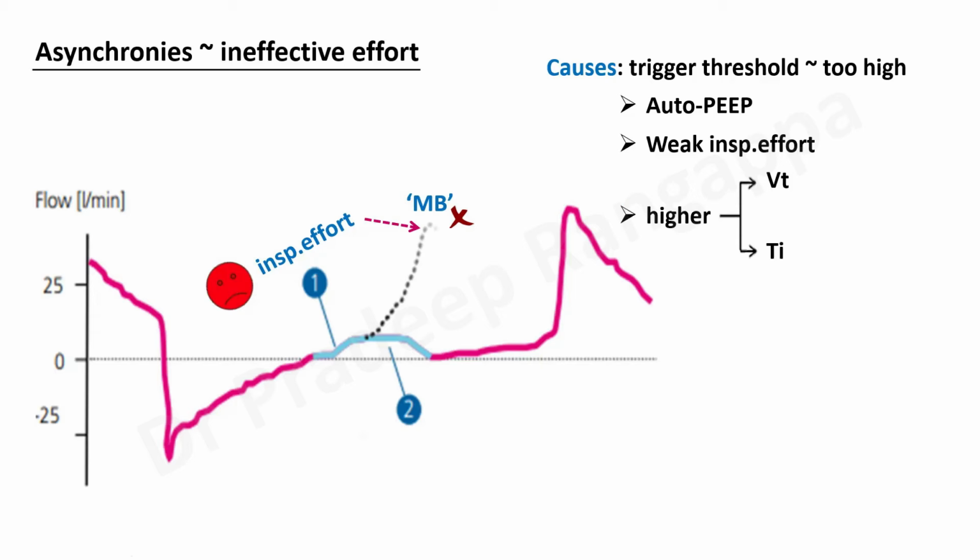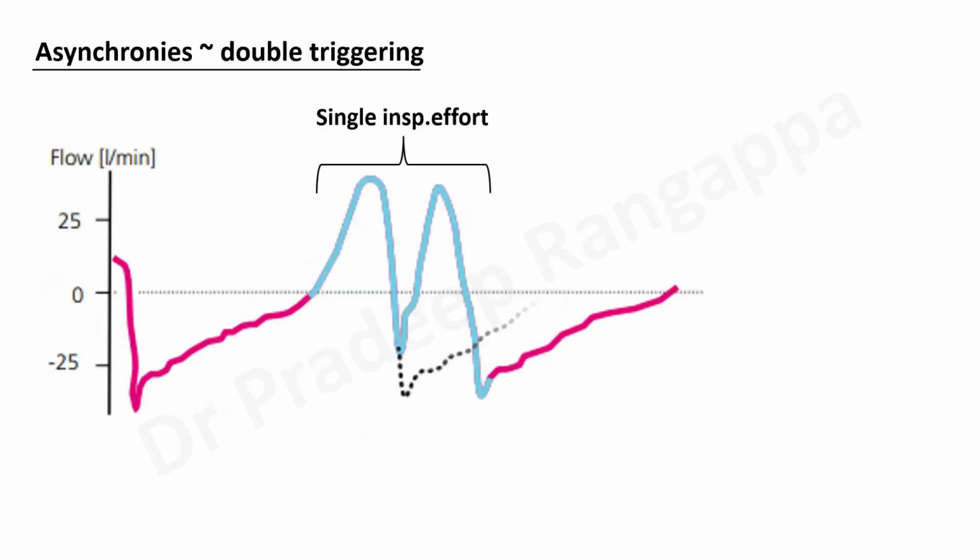When there is auto PEEP, to correct or rectify it, you need to reduce tidal volume, reduce the respiratory rate, and increase the expiratory time. So higher tidal volume and higher inspiratory time possibly lead to auto PEEP, and that leads to ineffective effort, or the patient is profoundly sedated. So the inspiratory effort is not effective to trigger the mechanical breath. So this is the ineffective effort asynchrony.